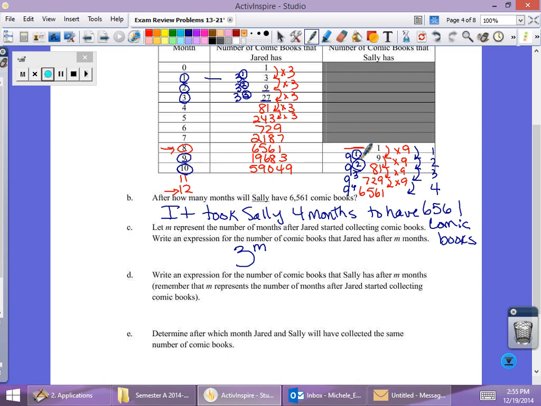9 minus 1 is 8. 10 minus 2 is 8. 11 minus 3 is 8. So if I take the number of months and subtract 8, that gets me to what the exponent is for Sally, and then Sally's base is 9.